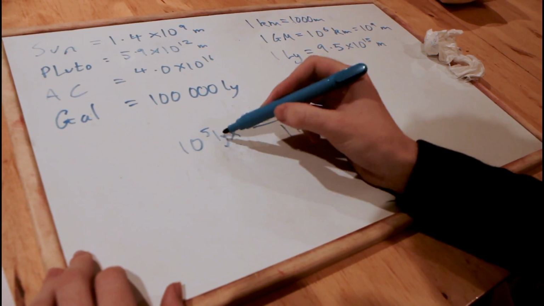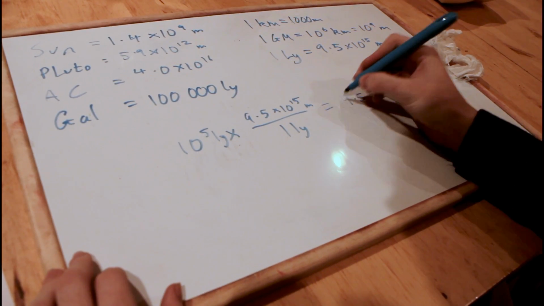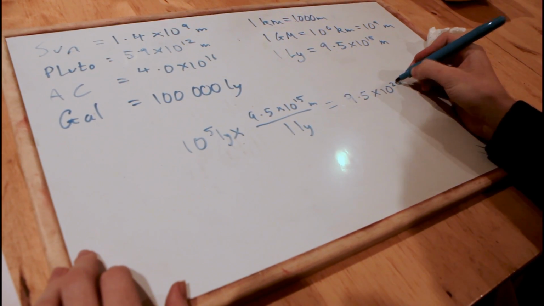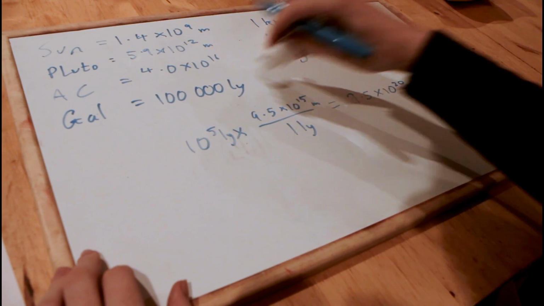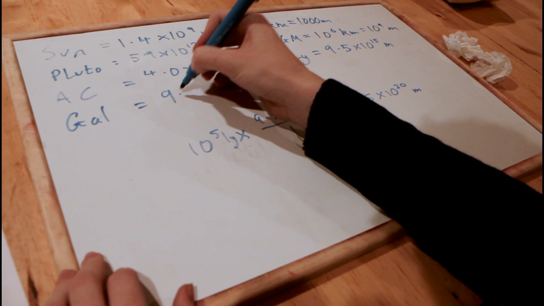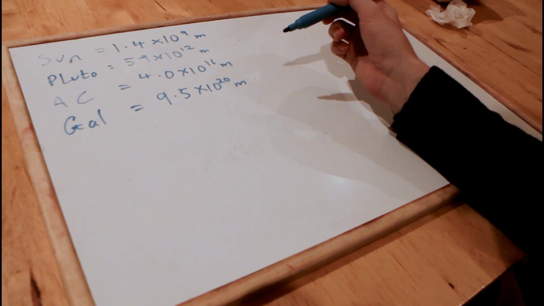So a little bit of multiplication there, those cancel out, and we end up with 9.5 times 10 to the power of 20 meters. And that is all of our units. Now we're dealing with meters, we can start to look at our questions.